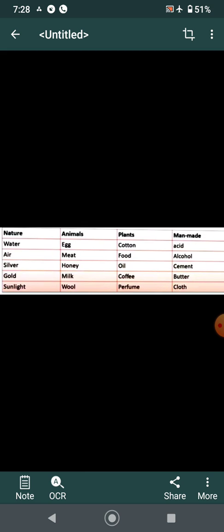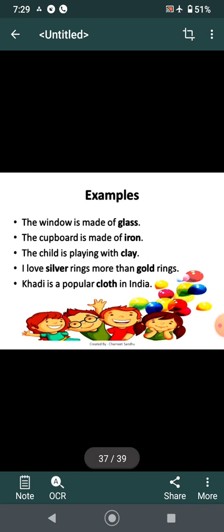Here are a few of the things which we get from nature, animals, plants and man-made. Water is natural, air, silver, gold, sunlight, eggs, animals, meat, honey, milk, wool. All these are materials we get from animals. From plants we get cotton, food, oil, coffee, perfume. Man-made: acid, alcohol, cement, butter, cloth, and there are many more. So a few of the examples.